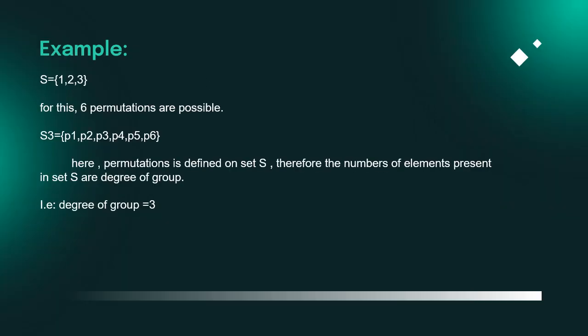So in the last slide, I gave a small example where we take the set S as {1, 2, 3}, and the possible permutations are 6. But here we define the permutation on the set S, and therefore the number of elements present in the set S is the degree of the group. So the degree of the group will be 3.